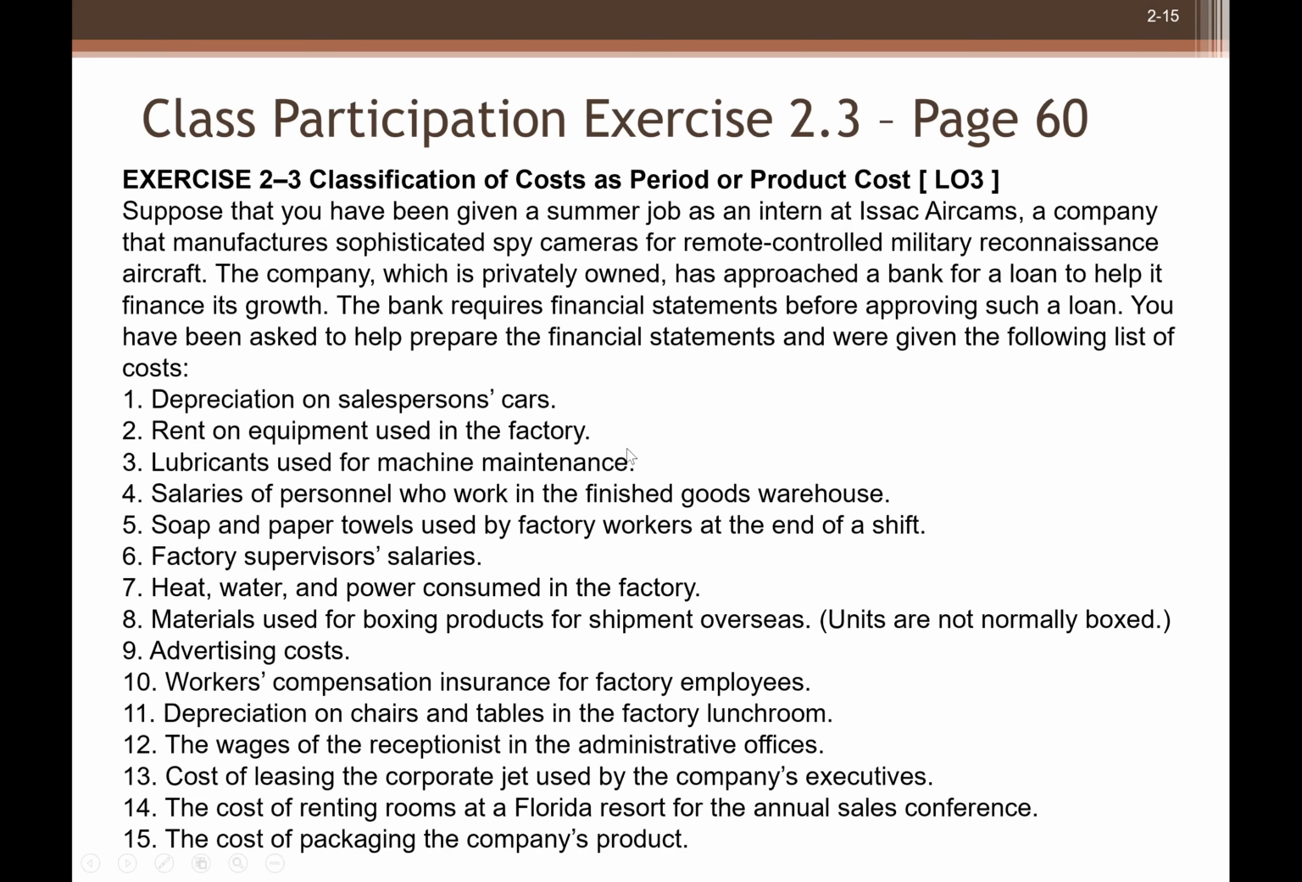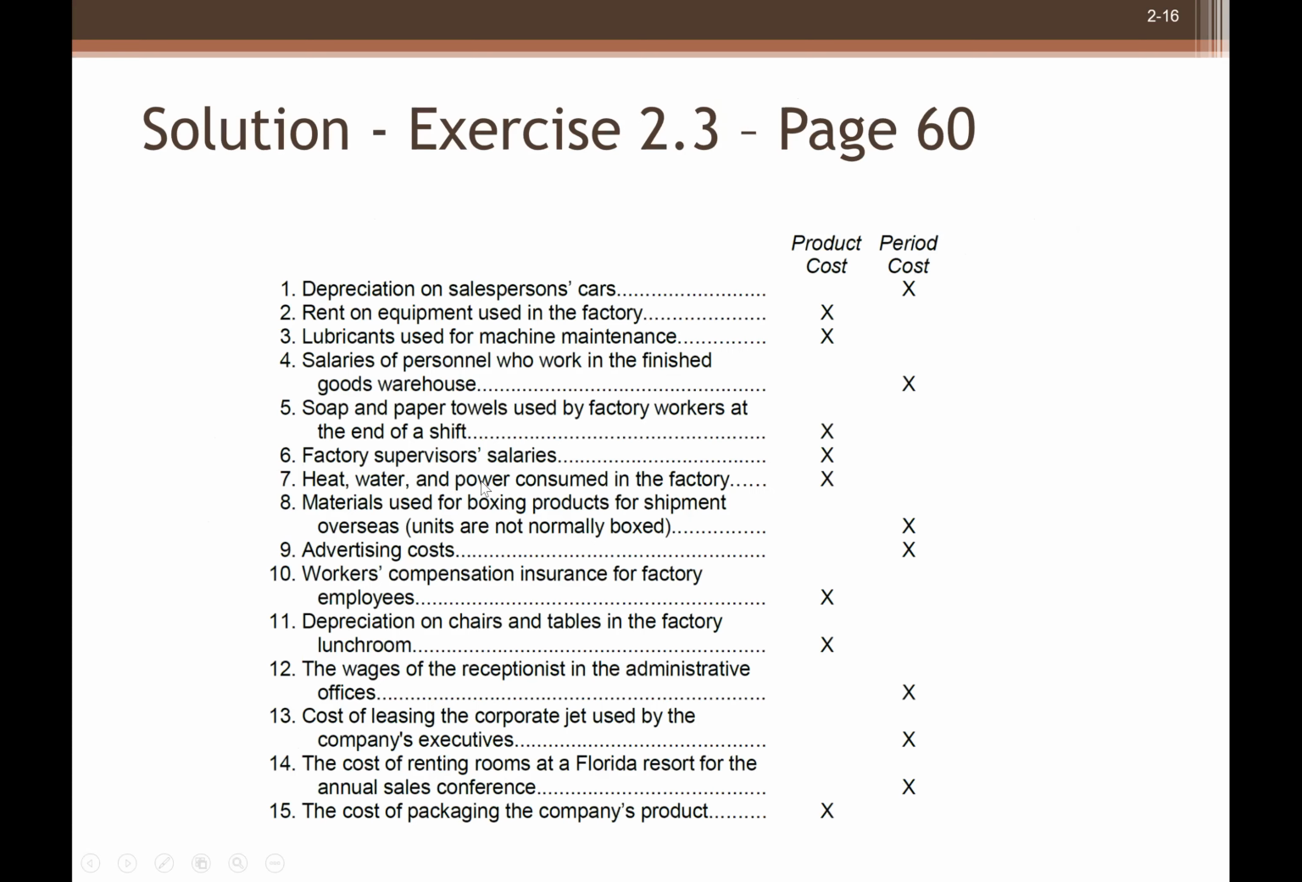So please match your answers here. Depreciation on salesperson's car. Remember, I was talking to group 2, Bella's group. Any cost that happens inside the factory, we call this product cost. The other costs that occur outside the factory, we call period cost. The salespeople do not reside in the factory, so it's period cost.